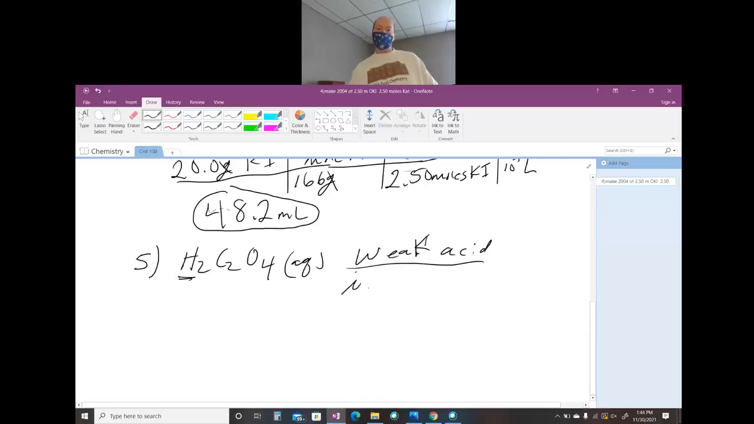And anytime you stay together, your i value is 1. But if we had HCl, that's a strong acid, and then your i value would be 2 because it is going to go to H plus and Cl minus. Only the strong acids will have an i value greater than 1. All weak acids, your i value is 1.